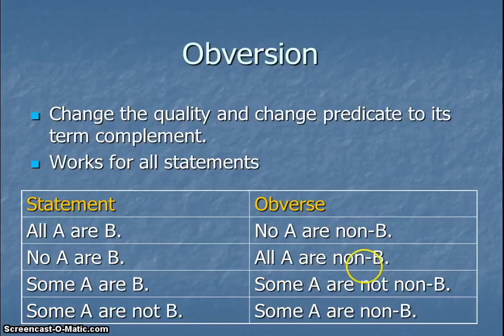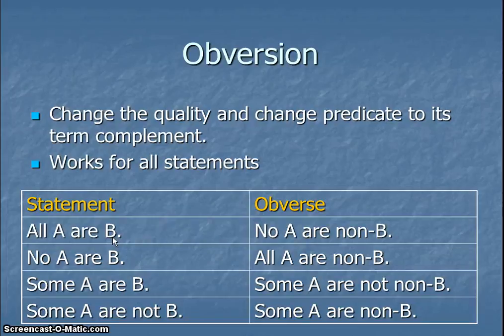In obversion, what we want to do is change the quality and then change the predicate to its term complement. And it'll work on all four statements. So what we're going to do is change quality. Now, if we remember back in 4.2, if I look at the square of opposition, when I change quality, all I'm changing is an A statement becomes an E statement, and an E statement becomes an A statement. I'm only going horizontal across the square. When we change quantity, we go vertical, changing quality, we go horizontal. So keep this in mind. So if I have an A statement right here, all A are B, that's an A statement.